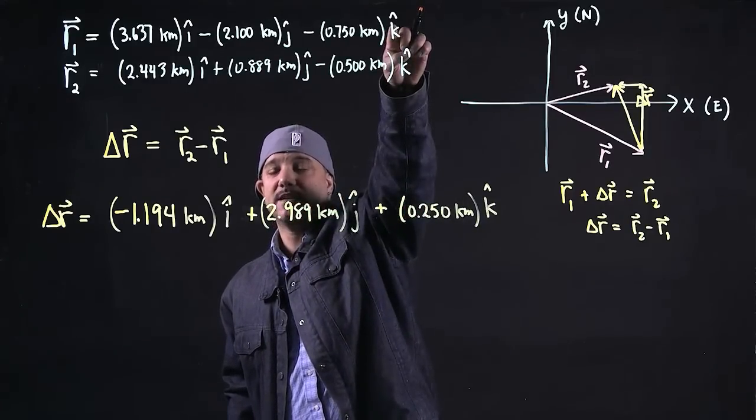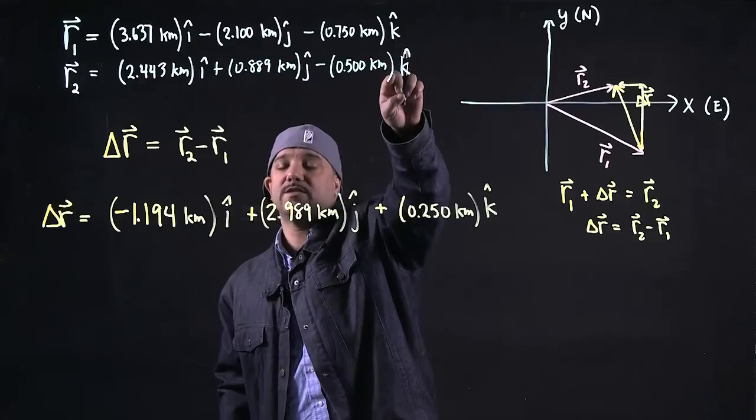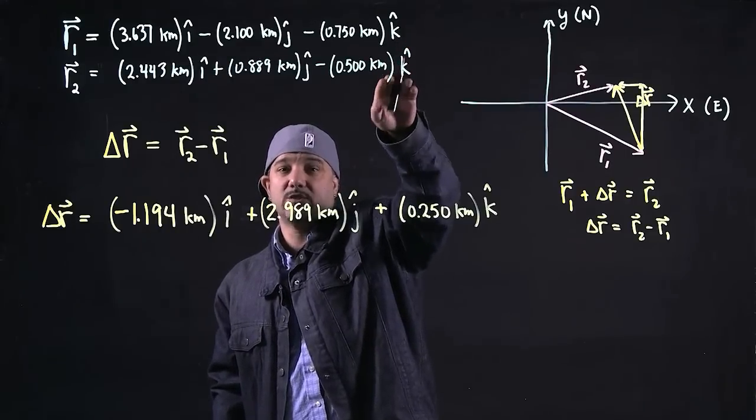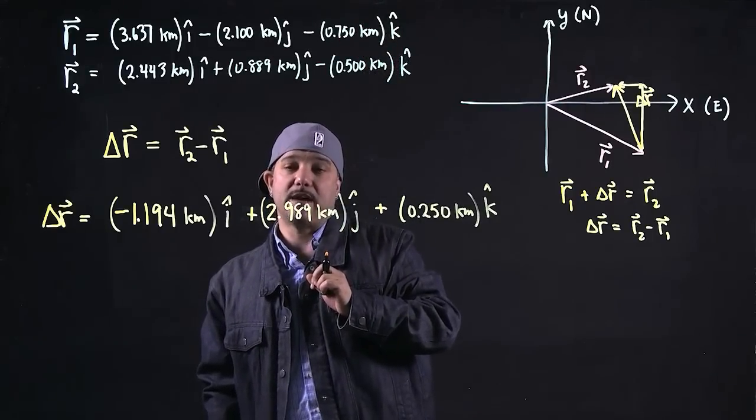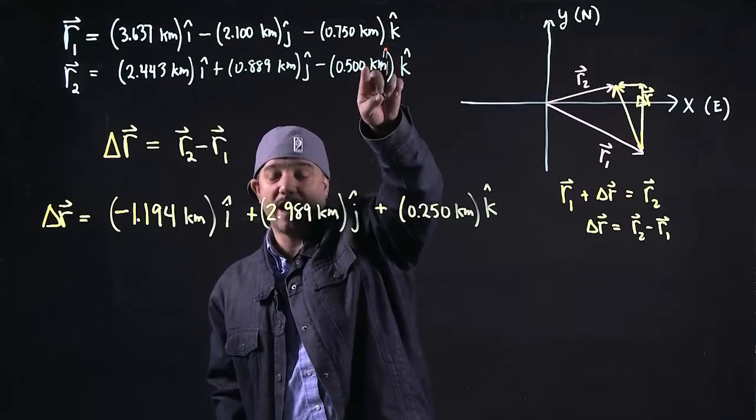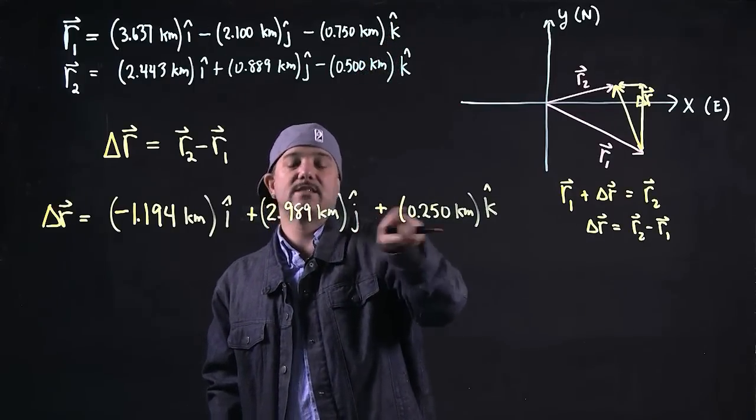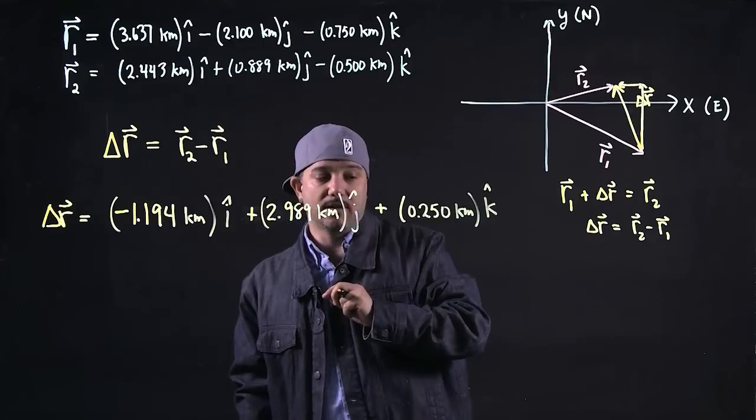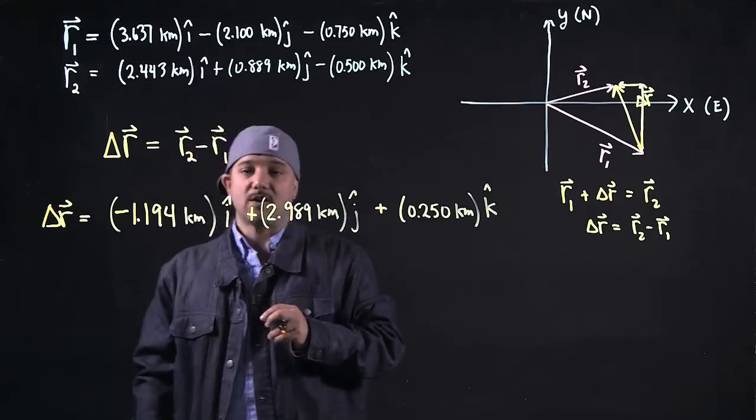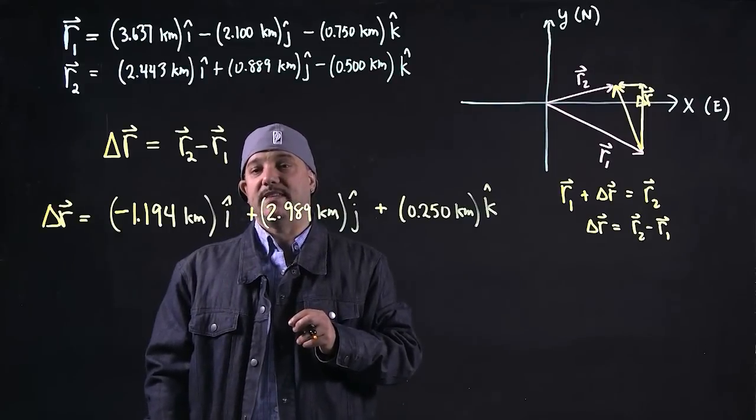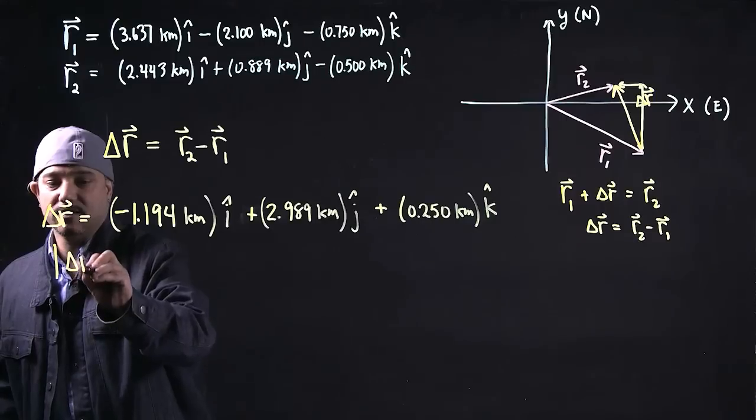And we can see that the displacement in the z direction is positive, and let's see if that makes sense. Initially, our whale was 750 meters below the surface. A little bit later, it was 500 meters below the surface. So it moved up 250 meters in our time interval. It started low and it went higher, so it moved up, and that makes sense because here we have a plus 0.250 kilometers or 250 meters. So that's our displacement vector. To get the distance, we want to take the magnitude of this vector.